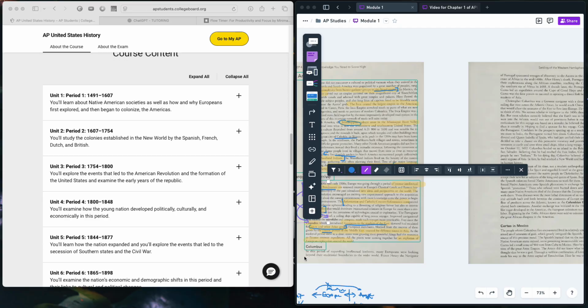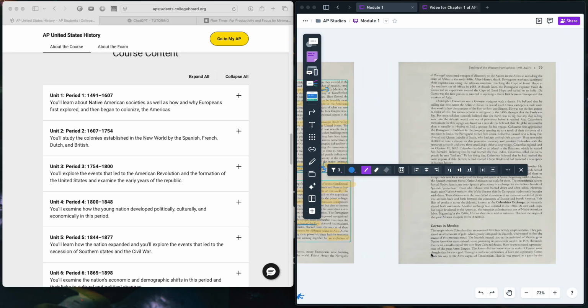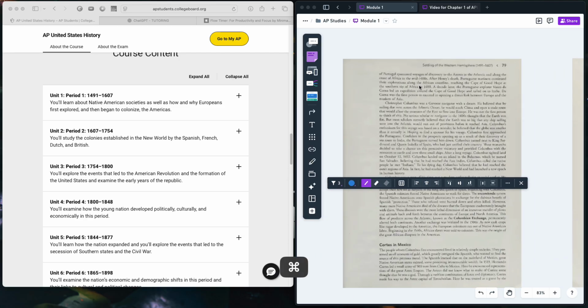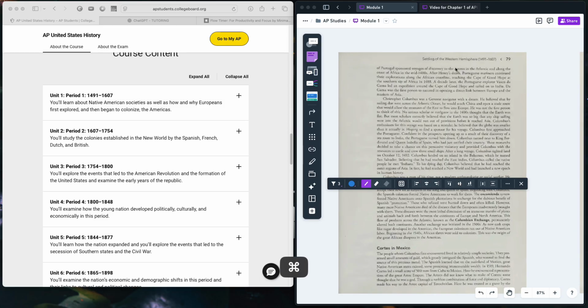In this period, so Columbus, in this period, expanding intellectual horizons, many Europeans were looking beyond their traditional boundaries to the wider world. And then Prince Henry, the navigator of Portugal, sponsored voyages of discovery to the Azores in the Atlantic and along the coast of Africa in the mid 1400s. All right, so go ahead and keep reading, and we'll talk about it later on.